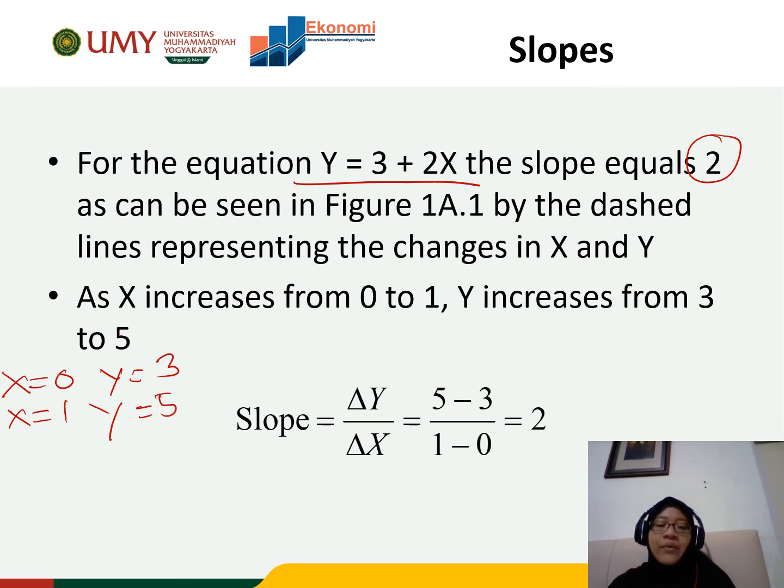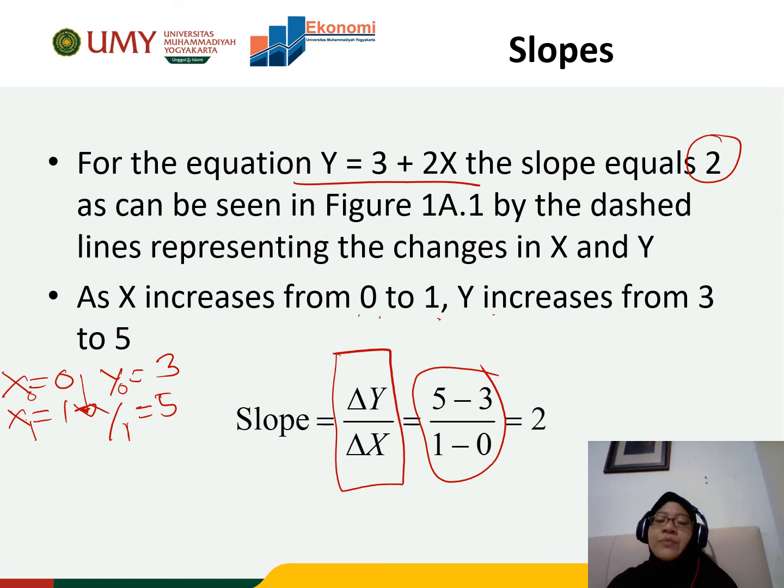Okay, so now when x increases from 0 to 1, how much is y increasing? This one is x1, and this one is x0 and y0. We can measure it like this: 5 minus 3, divided by 1 minus 0, because we have to find the differences between y and x. So we get 2.